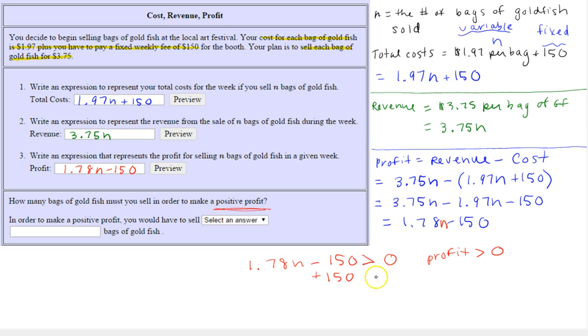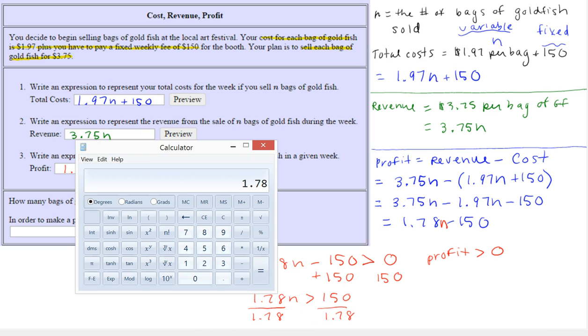So I'm going to start by adding 150. And let's just think about what this means. We have 1.78n is greater than 150. Well, that's because you're making $1.78 per fish, and that has to cover the costs, the $150 of renting the booth. If it's not greater than 150, then you're going to end up paying money for this whole endeavor. So now we want to say, well, how many fish do we have to sell earning a profit of $1.78 to be greater than 150? So we want to see how many $1.78s are in $150, and that will be division. And notice you can also think of this abstractly as you're multiplying these two numbers. To get 1n, you would divide both sides by the number multiplied by n.